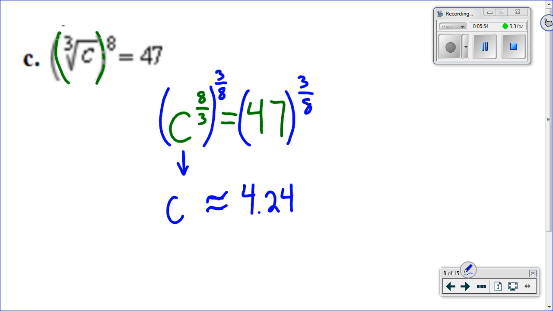Now again, we could do our 47 to the 3/8 power, which is the same thing as saying the 8th root of 47 cubed. I could enter that into my calculator as well. Either way, I'm going to get this same result.